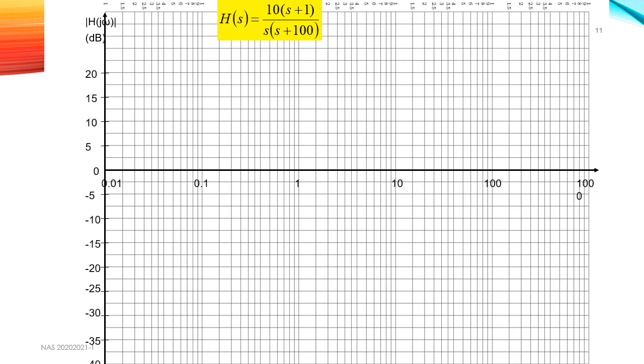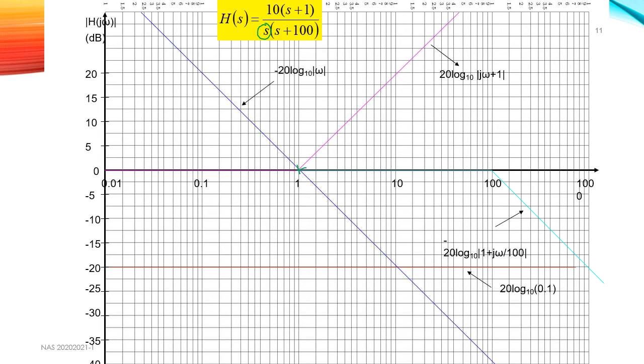First you have the constant, and then you have zeros at 1. Zeros at 1, so the line is 0 before 1, and then positive 20 dB per decade from 1 onwards. And then you have poles at origin. Poles mean a decreasing slope of 20 dB per decade, crossing at 1. This is the poles at origin, and lastly you have the poles at 100. Finally you sum them up.